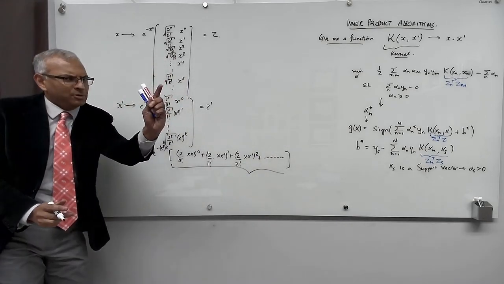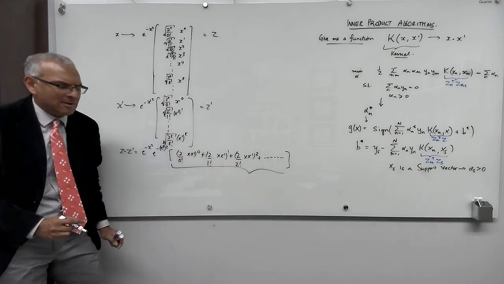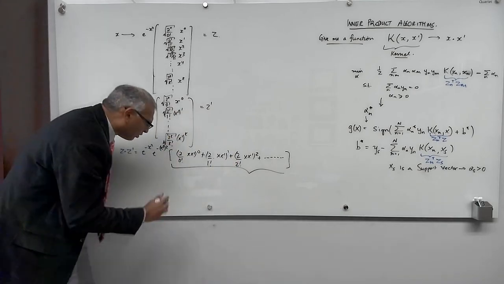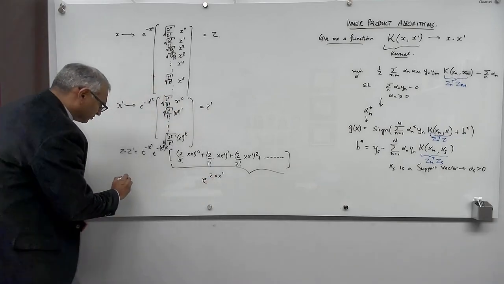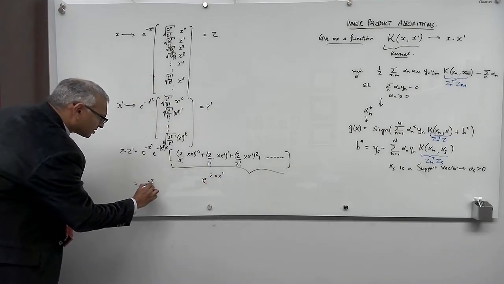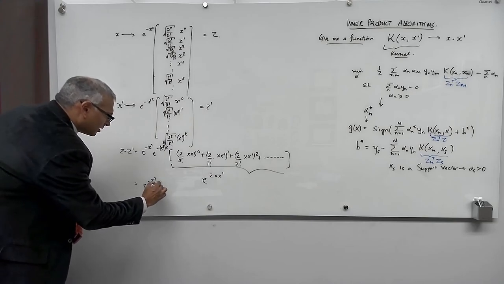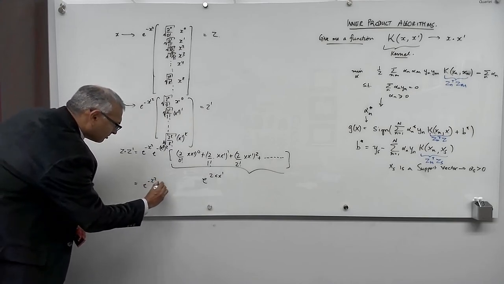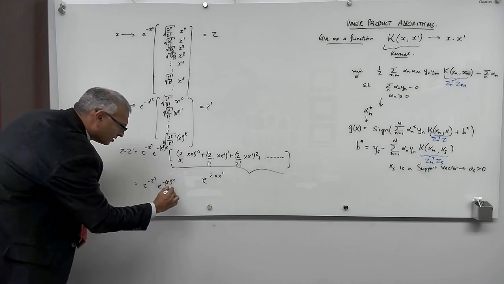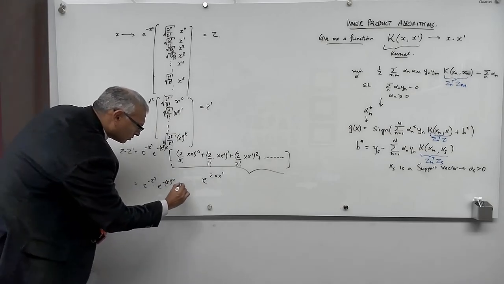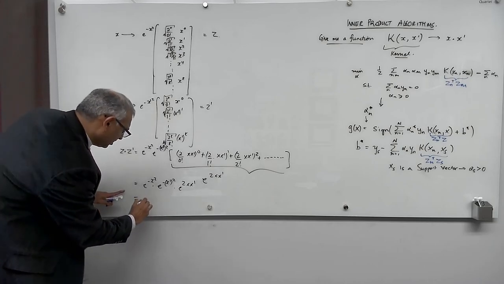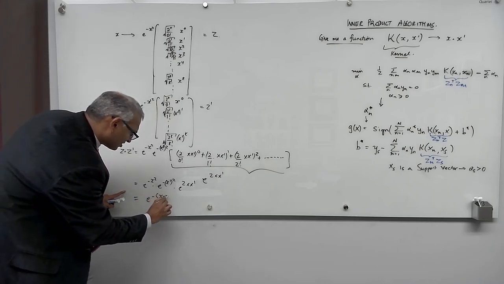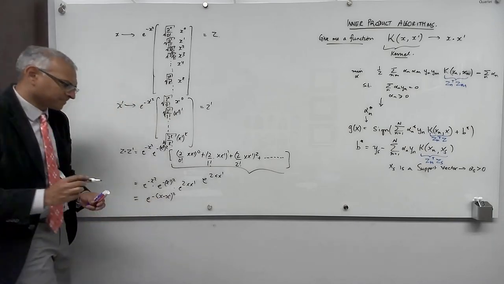What is that? I'll give you a couple of seconds. We know that sum. It's a famous sum. I hope you all said this is just e to the 2x x prime. So this is e to the minus x squared times e to the minus x prime squared times e to the 2x x prime. Well, from basic high school algebra, this is just e to the minus of x minus x prime squared.